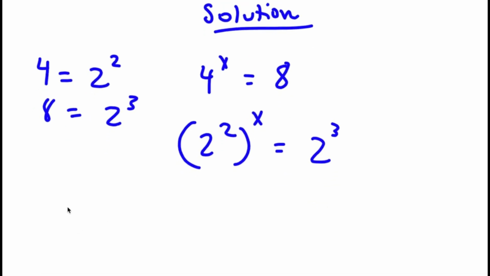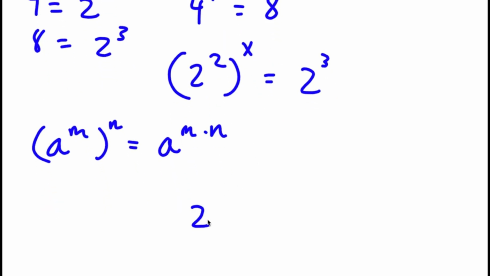Now, if I have something in the form (a to the power of m) to the power of n, this is simply equal to a to the power of m times n. So (2 to the power of 2) to the power of x, that's going to equal 2 to the power of 2 times x, which is simply 2x, which is equal to 2 to the power of 3.